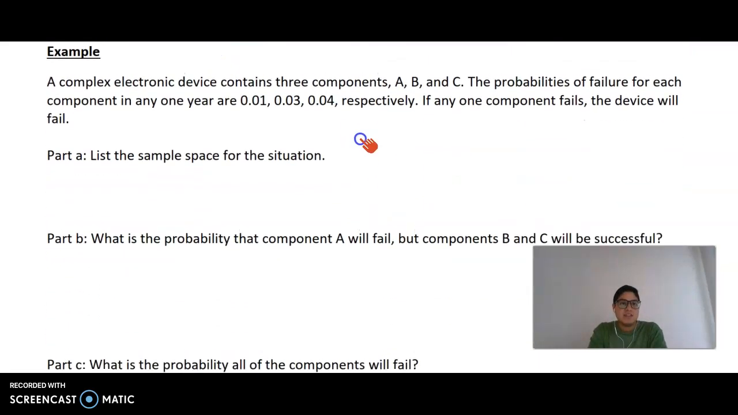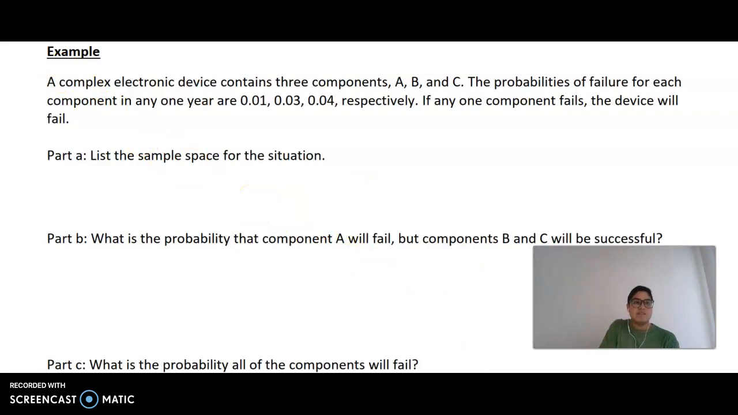But I just want to take you here to an old AP question. It says a complex electronic device contains 3 components, A, B, and C. And the probabilities of failure for each component in any one year are 0.01, 0.03, and 0.04. Now, if any of the components fail, the entire device will fail. So I need the entire device to not fail.